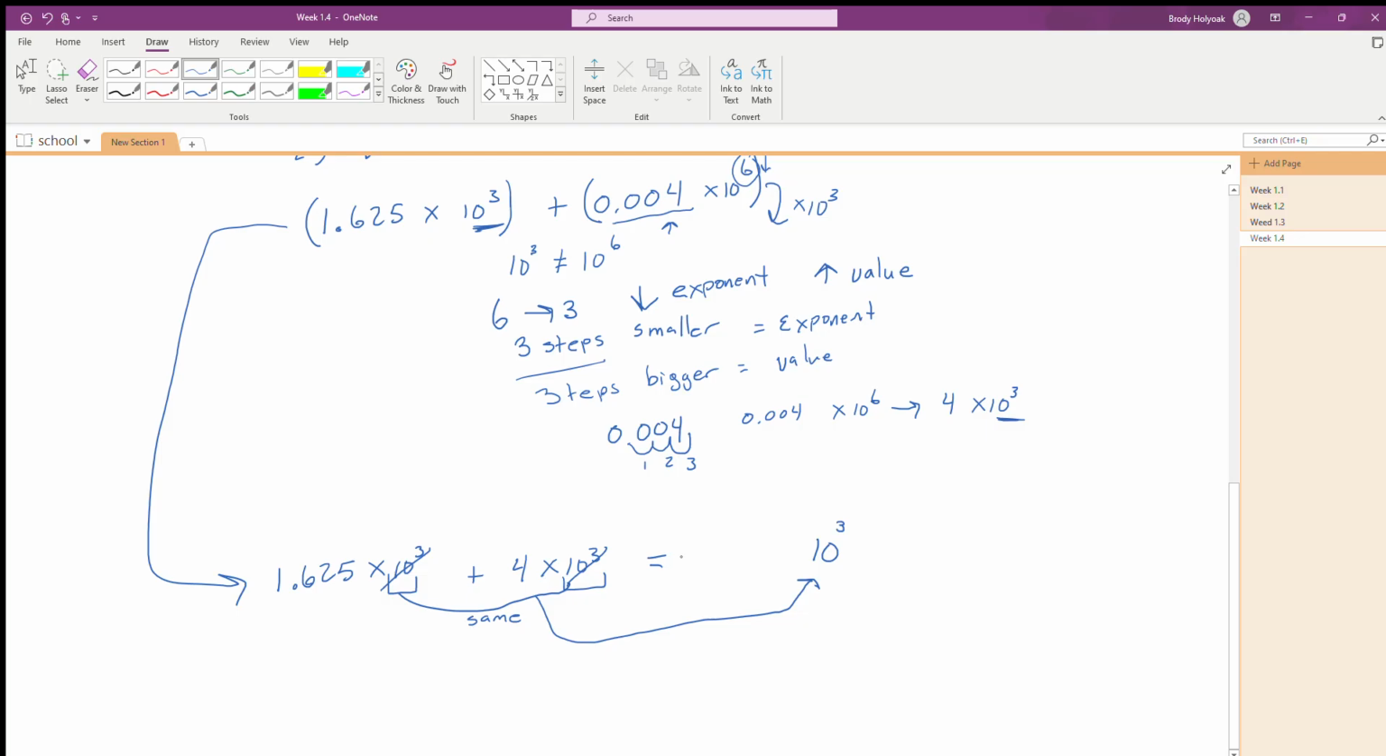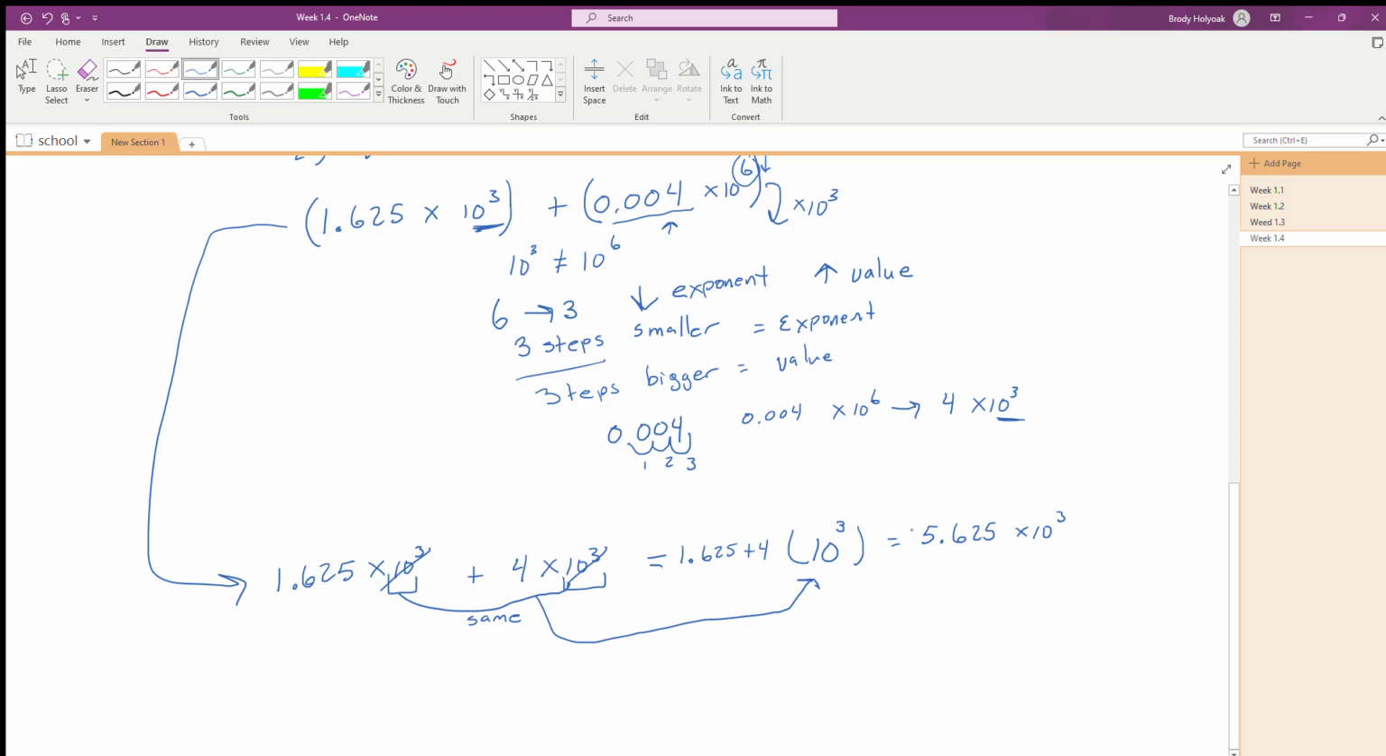So I have 1.625 plus 4 times this 10 to the 3rd value, which then gives me 5.625 times 10 to the 3rd.